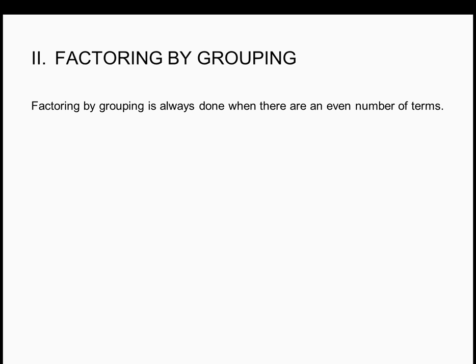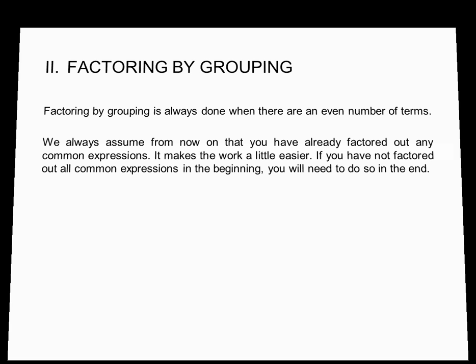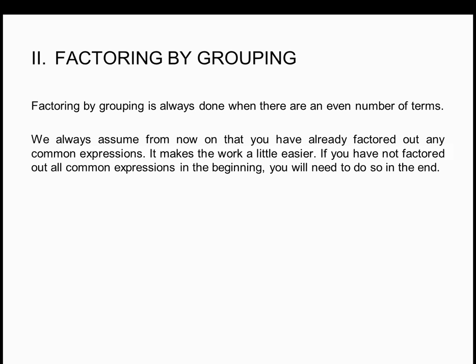Okay, factoring by grouping is always done when there are an even number of terms. It's really an even number of terms greater than 2. If you just have 2 terms, the grouping is already done for you. So we always assume from now on that you have already factored out any common expressions. It makes the work a little bit easier. If you have not factored out all common expressions at the beginning, you will need to do so in the end. Because remember, factoring always means factor completely.